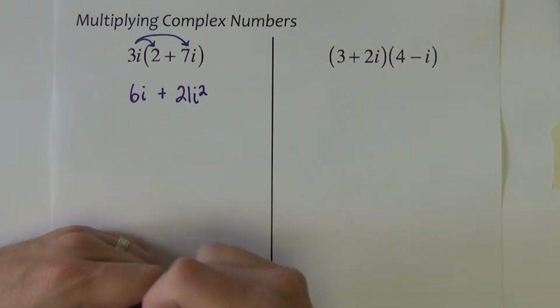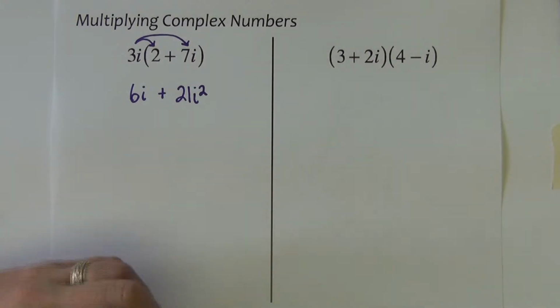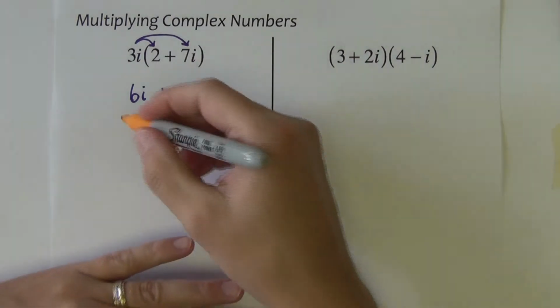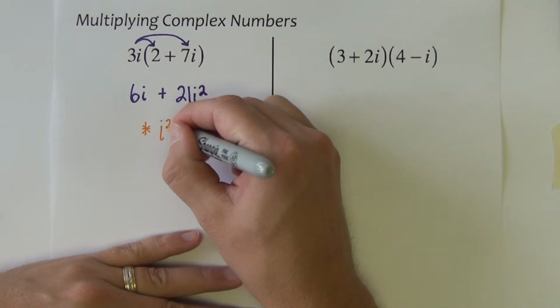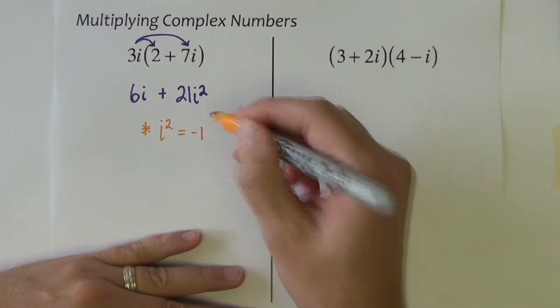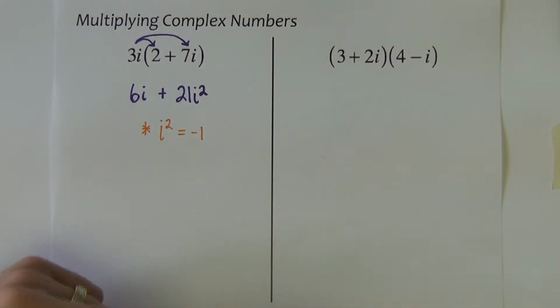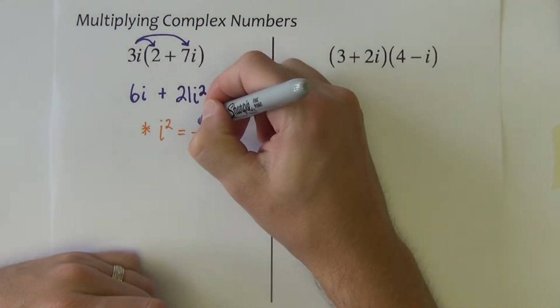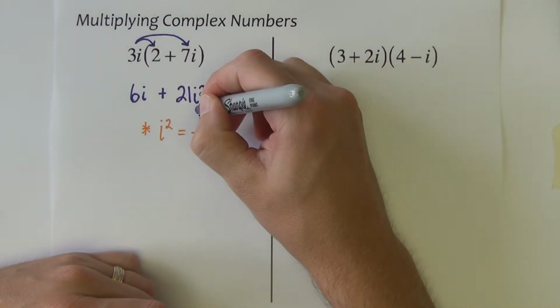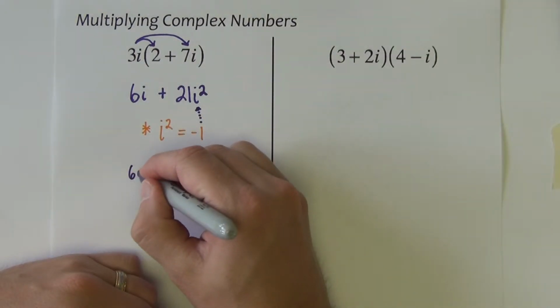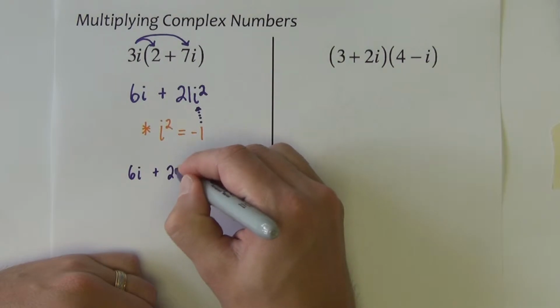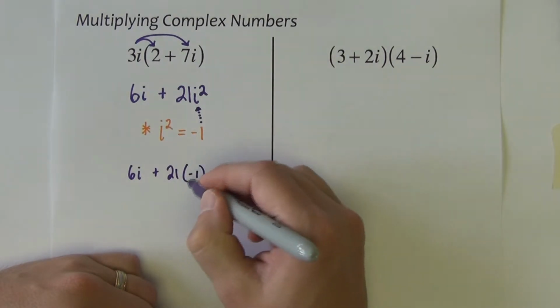Now, we have to think back a few video lessons ago, we defined i squared to be negative 1. That's what got the ball rolling on all this imaginary complex number stuff. i squared is negative 1. So every time we see an i squared, we need to replace it with negative 1. So this is really 6i plus 21 times negative 1.